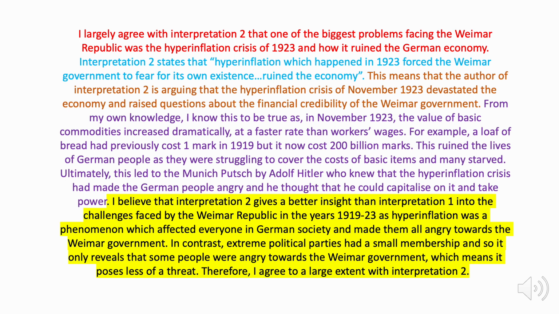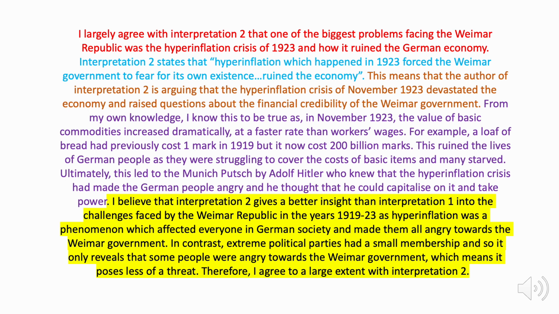I've then moved on to my analysis, and I'm arguing that interpretation 2 is better than interpretation 1 when looking at the challenges faced by the Weimar Republic, as hyperinflation was a phenomenon which affected everyone in German society and made them all angry towards the Weimar government. In contrast, extreme political parties had a small membership, and so it only reveals that some people were angry towards the Weimar government, which means it poses less of a threat. Okay, so that's my analysis. All right, and I'm thinking of the fact that hyperinflation affects everyone. And then I've put, I therefore agree to a large extent. Okay, so that would be my first paragraph. The second paragraph I'll show you is one that I wrote with students in a revision session.